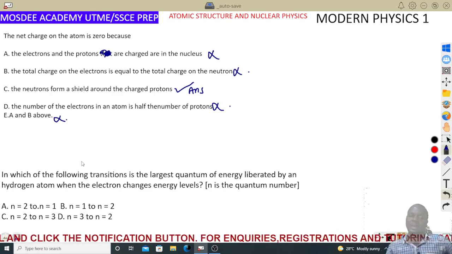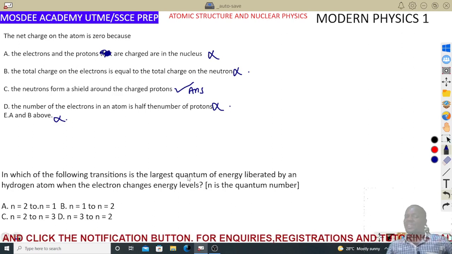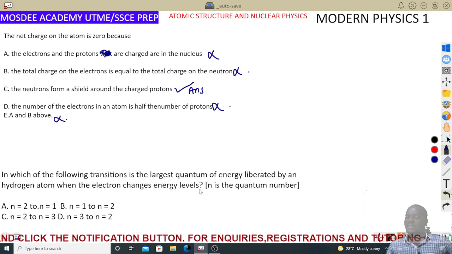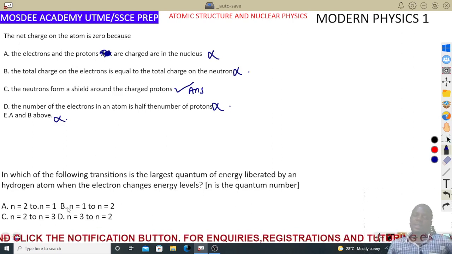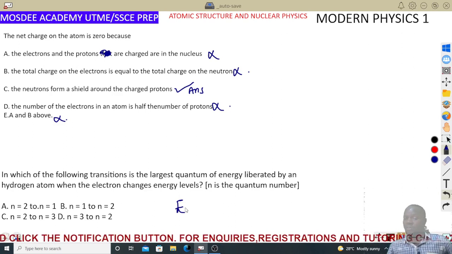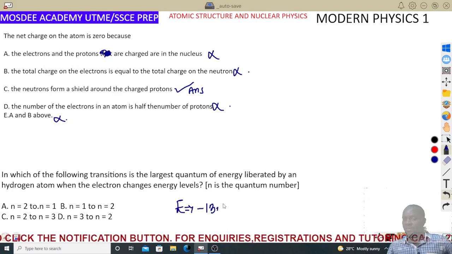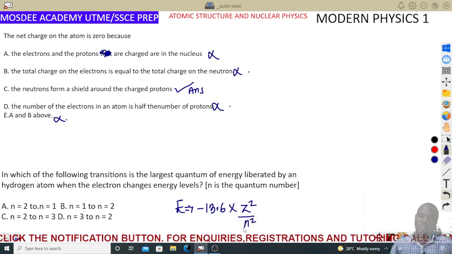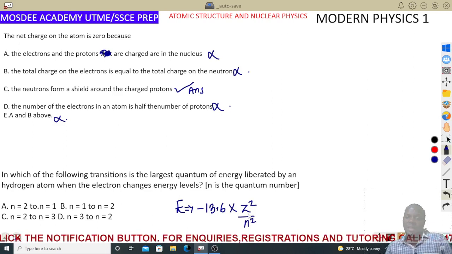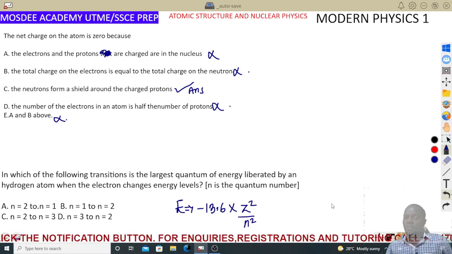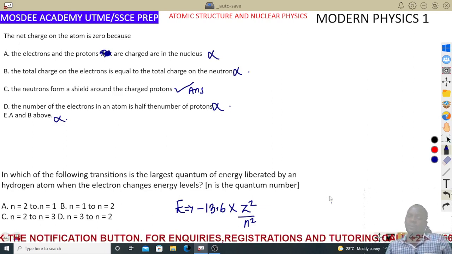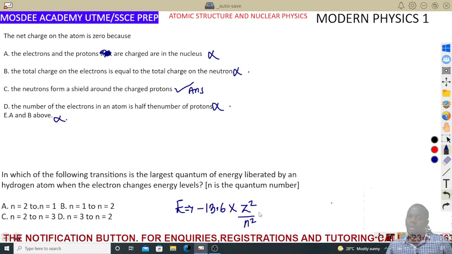The next one, my dear student, in which of the following transition is the largest quantum energy liberated by an hydrogen atom when an electron changes energy level, where n is a quantum number? Now, I've given you formula for energy level. You can use it. It's equals to negative 13.6 multiplied by z squared by n squared. So where z is always 1, keep it at the back. You can start calculating and see the one that will transit. I told you, when they move from higher to lower, they become unstable. So the ground state is more stable than the excited state. Keep it in mind.